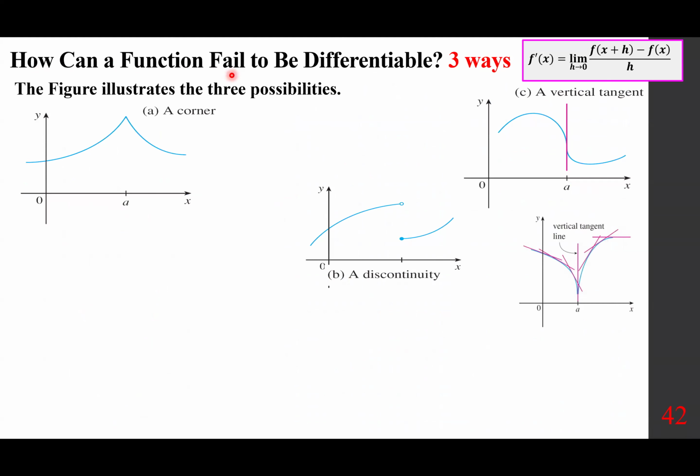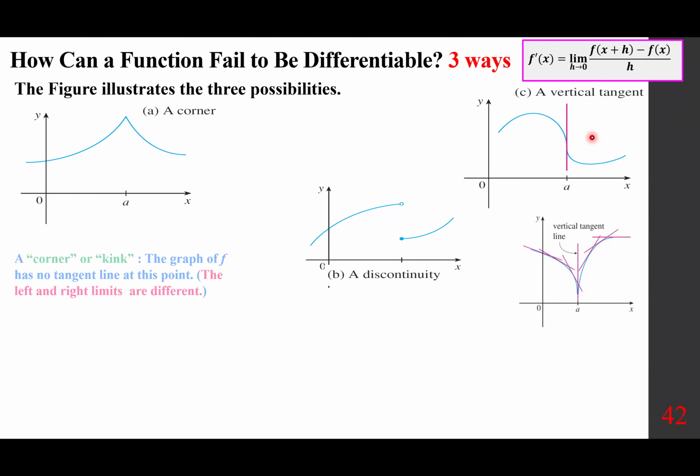How can a function fail to be differentiable? Well, there are three ways for it to happen. The figure illustrates the three possibilities: when we have a corner, or what they call a sharp corner; when we have a discontinuity, for example, a jump; and when we have a vertical tangent line.